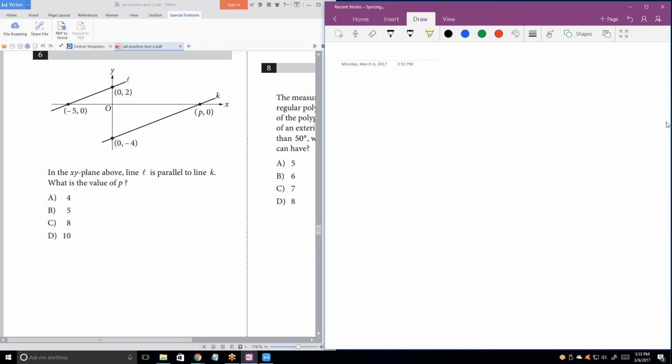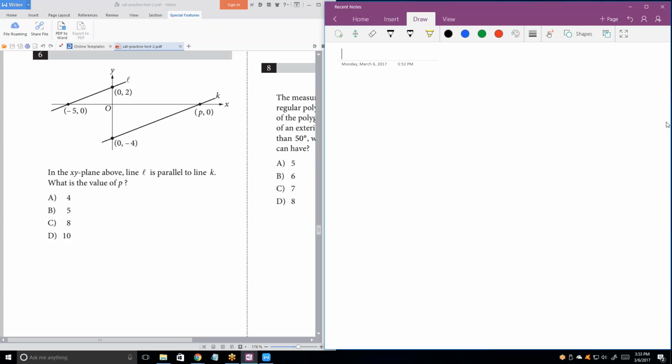Okay, how are we going to solve number 6? What does it mean that line L is parallel to line K? It means they have the same slope, different y-intercept. Key is same slope. Okay.